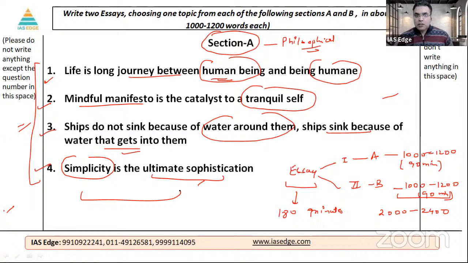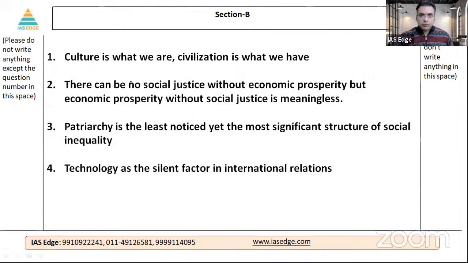Life is a long journey between human being and being humane. So if I have to attempt as an aspirant, I will choose essay 1 as a topic, which I can do more justice in comparison to other topics. Now that is section A. Now coming to section B.